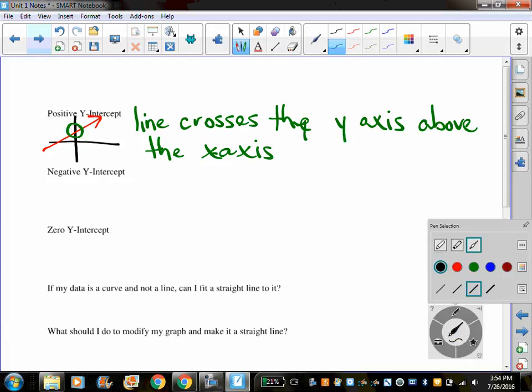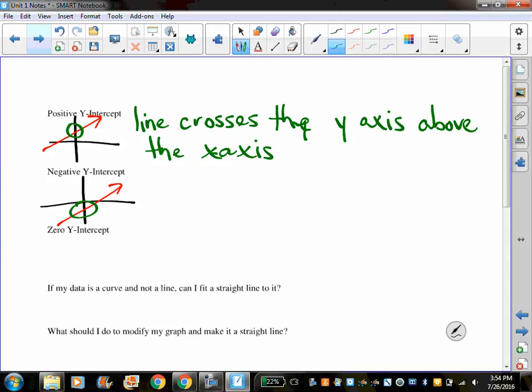A negative y-intercept, again, the line could have a positive slope, it could have a negative slope, maybe it's another positive sloped one. And what we want to key in on right here is that right there where we see that the line crosses the y-axis, and this time it is crossing below the x-axis.